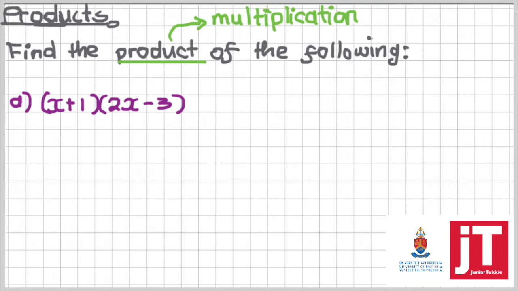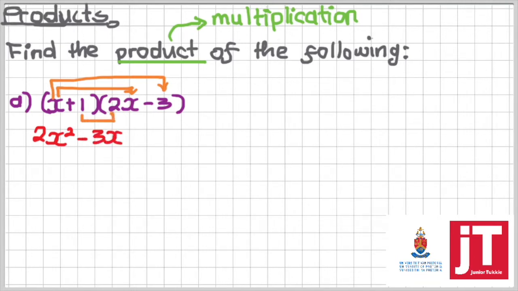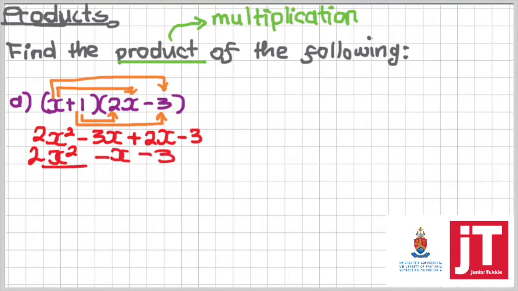The first one involves the method of foiling, where I'm going to say x times 2x gives us 2x to the power 2. X times negative 3 gives us negative 3x. 1 times 2x gives us a positive 2x. And finally, 1 times negative 3 gives us minus 3. Simplifying that expression, we get the final answer as 2x squared minus x minus 3.